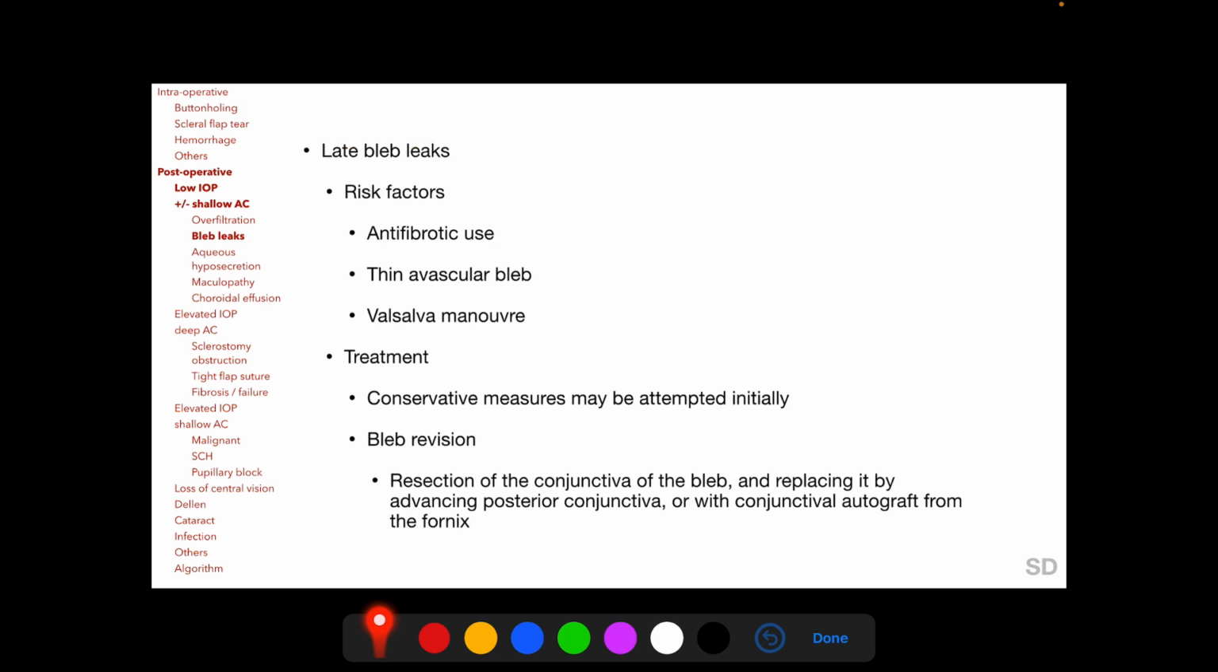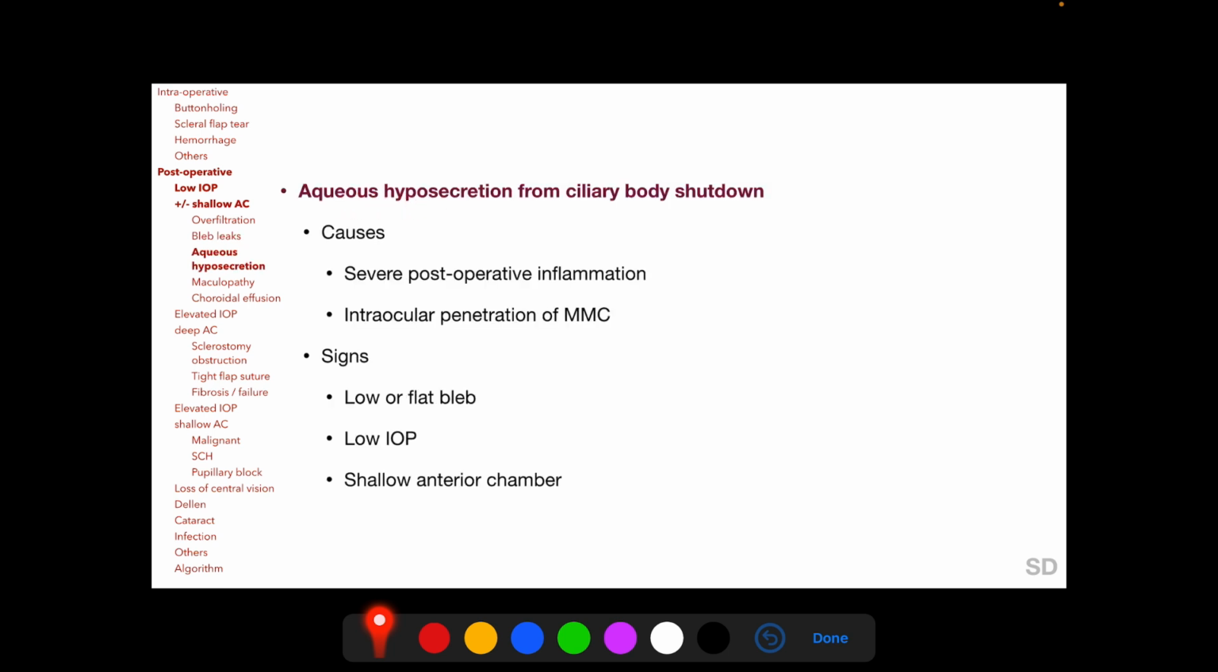Late bleb leaks usually occur in patients receiving antifibrotics during surgery, and these patients typically have thin avascular blebs. Valsalva maneuver by the patient may also cause late bleb leaks. For late bleb leaks, conservative measures may be attempted initially, but most such cases require bleb revision, in which the conjunctiva of the bleb is resected and replaced by advancing the conjunctiva posterior to the bleb, or by a conjunctival autograft.